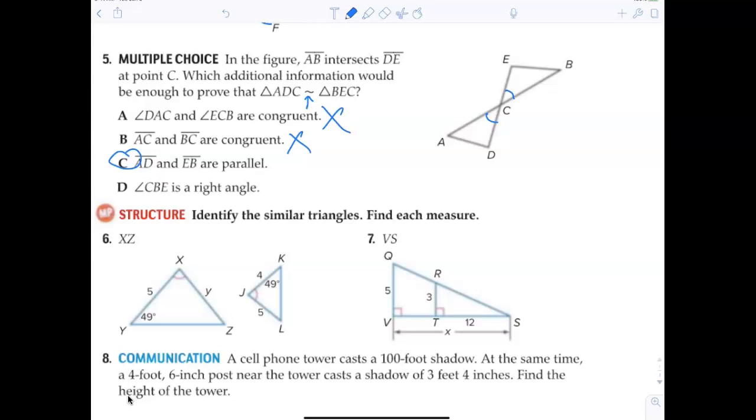Even if it was a right angle, let's go ahead and call it a right angle. Do we know the other one's right? No, it doesn't say anything about that. All right. So the correct answer had to be C.